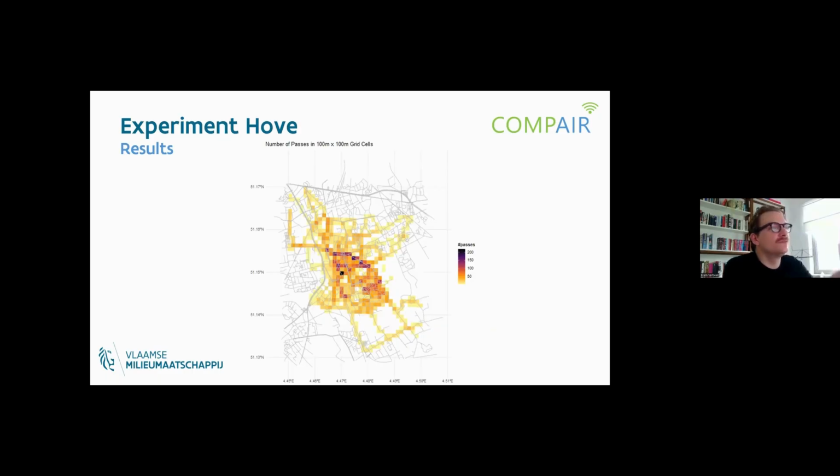Okay, then what happens if we really put this data on top of the map of Hove? So this is the number of passes in 100 by 100 meter grid cells. You can see that people mostly pass through this area here.